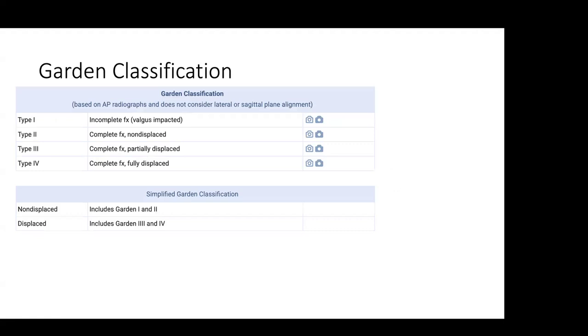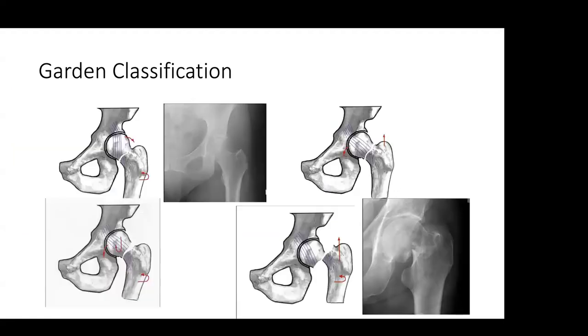Okay, so this is the Garden classification. Basically what you need to know is that this fracture over here is a Garden 1, and this is a stable fracture. It's minimally displaced and stable, meaning the patient can actually bear weight on it, as there's an intact posterior medial cortex. Whereas the progression is non-displaced but not stable.